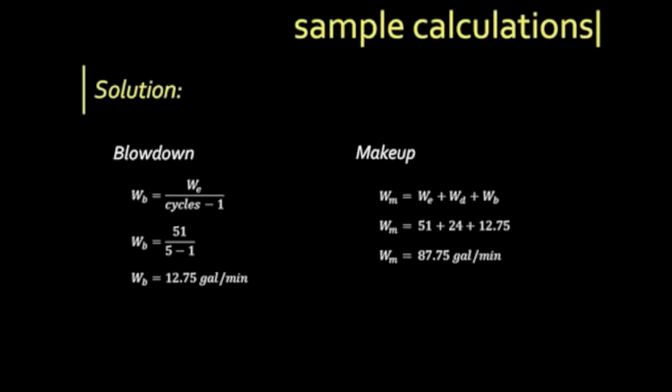Since we already got the values of evaporation loss, drift loss, and blowdown, it's easy to attain the make-up value. All we have to do is to get its summation, 51 plus 24 plus 12.75, equal to 87.75 gallons per minute. It's easy, right?